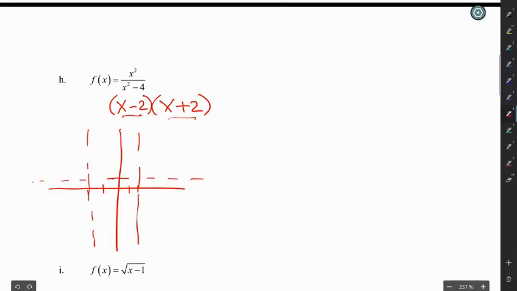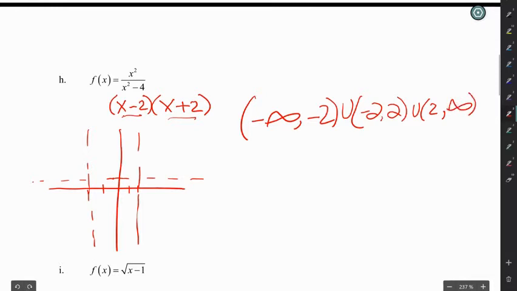So the function is going to be continuous on this side of the vertical asymptote, and then between the vertical asymptotes, and then again over here. So if it's continuous in those sections, it's differentiable in those sections. So the x values at which it is differentiable is from negative infinity to negative 2, union negative 2 to 2, union 2 to infinity, because it's differentiable everywhere except those x values where the vertical asymptotes are, which disrupts the continuity, which also disrupts the differentiability.